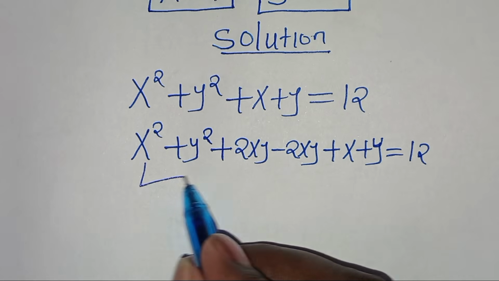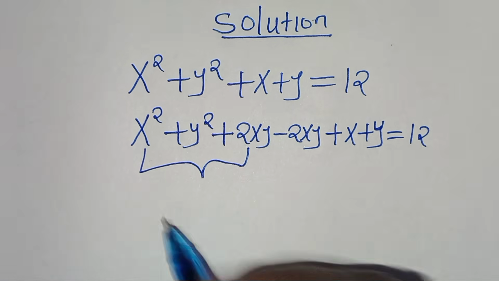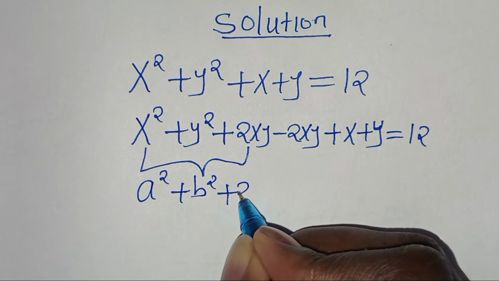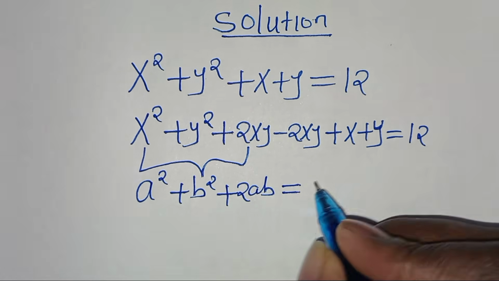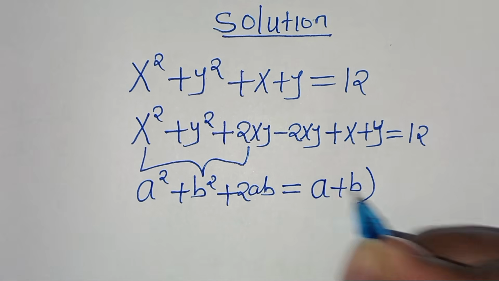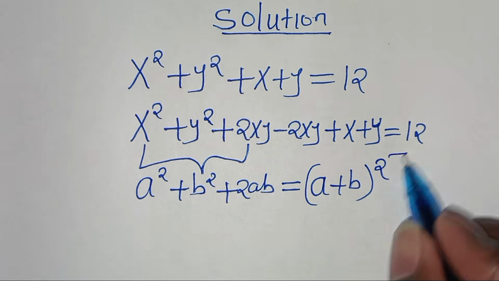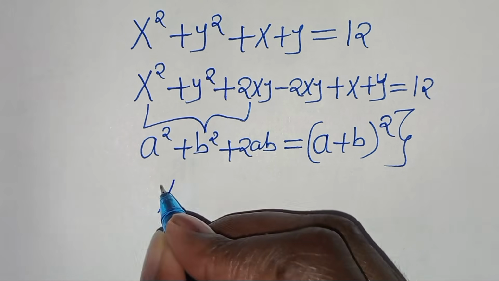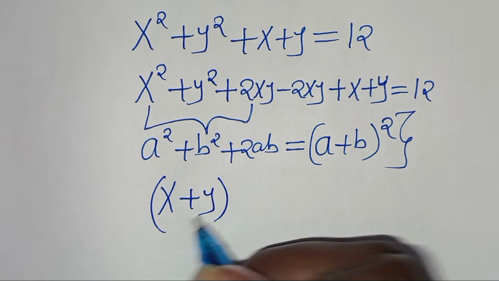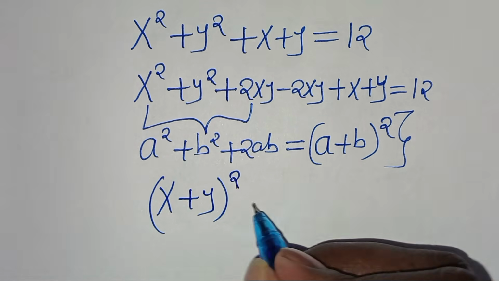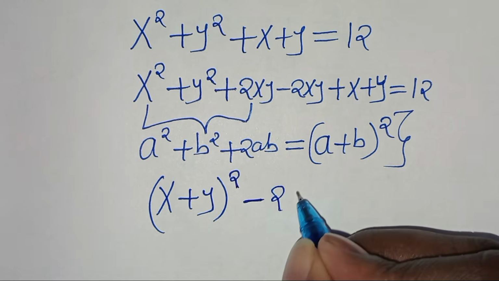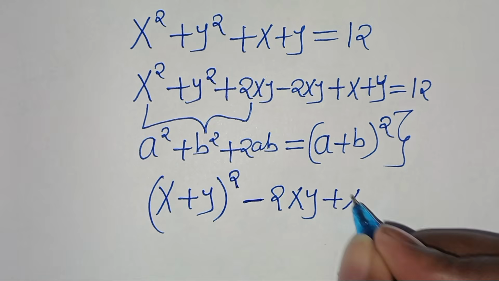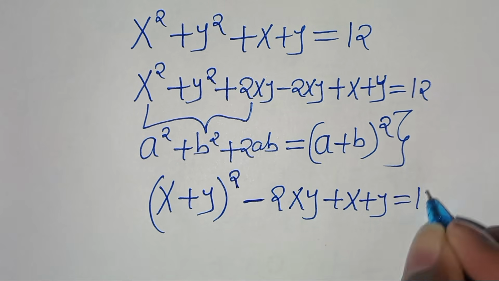Now, if we check this part here, this is in the form of a squared plus b squared plus 2ab, which we can express as a plus b raised to the power of 2. Let's apply this algebraic identity so that here we have this as x plus y raised to the power of 2. Then now subtract 2xy, and then we have plus x plus y. This is equal to 12.